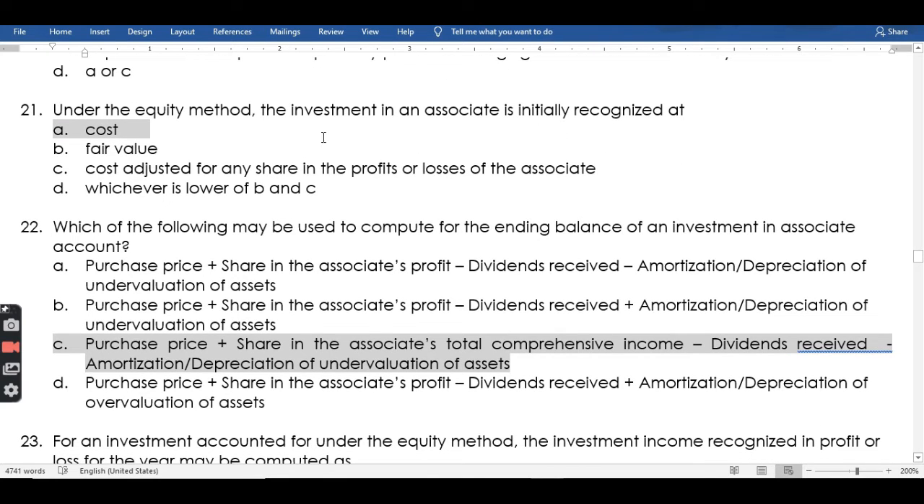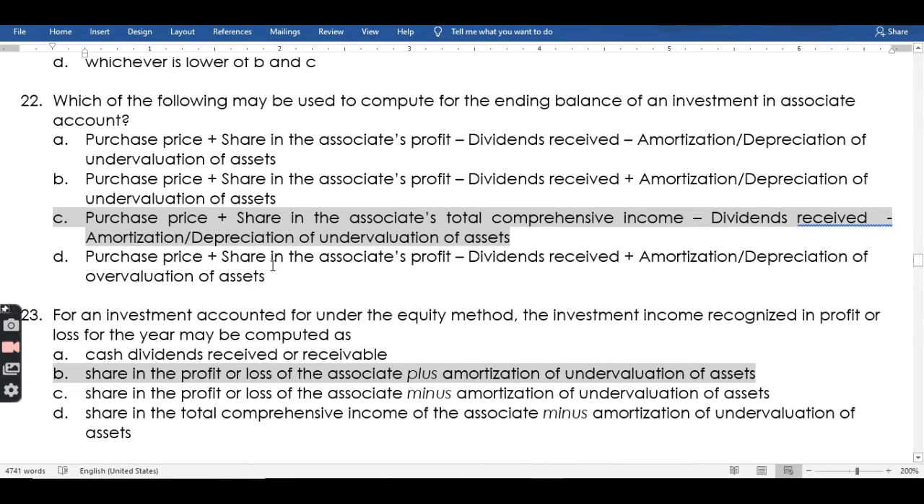Next, number 21, under the equity method, the investment in associate is initially recognized at cost. Alam mo na yan. Next, 22. Which of the following may be used to compute for the ending balance of an investment in associate account? Okay. So, check lang natin purchase price, syempre idadagdag mo yon. Share in total comprehensive income, meaning kasama yung PNL at saka OCI, dagdag mo yon. Kapag may na-receive na dividends, bawas mo yon. Kapag meron tayong amortization or depreciation of undervaluation of assets, yun ay magiging deduction. Okay, tama lang yan. So, ang sagot ay letter C.